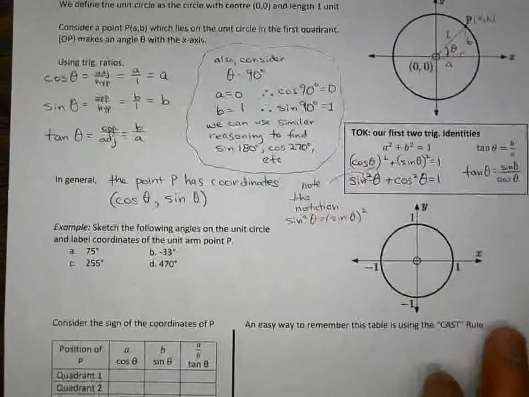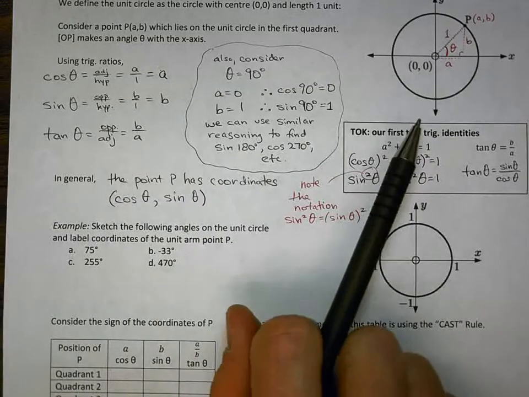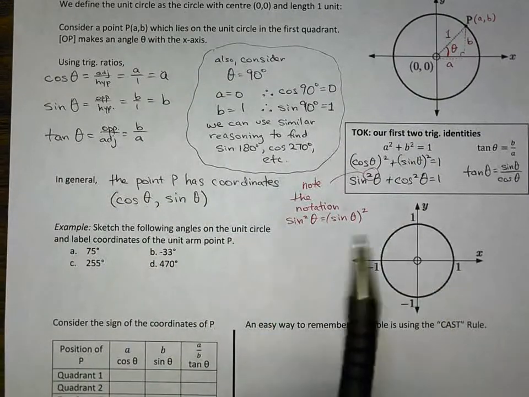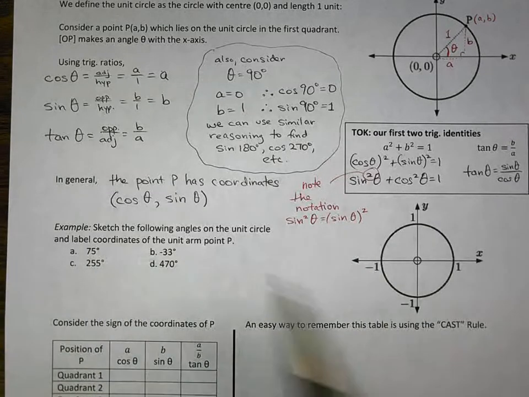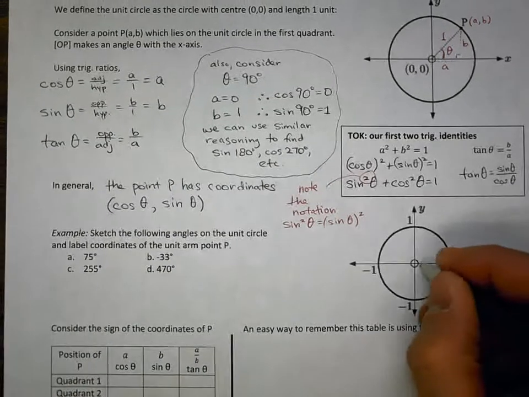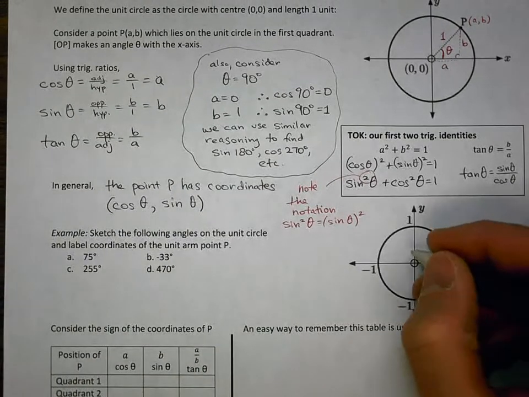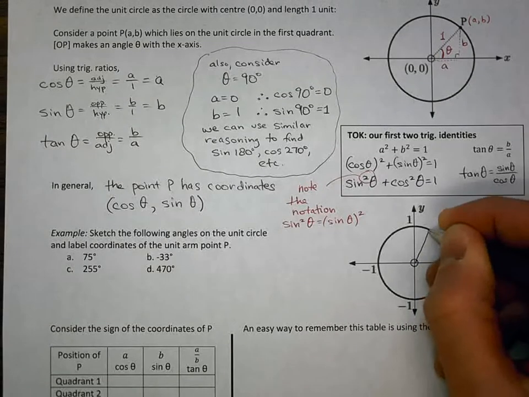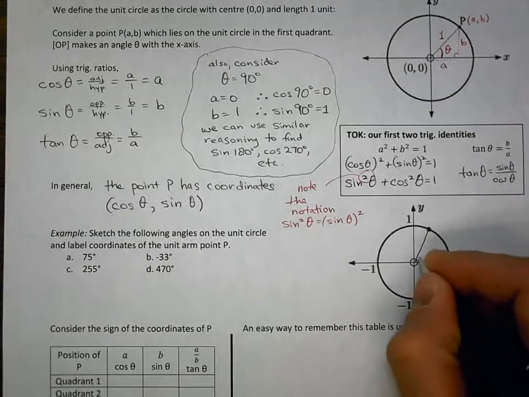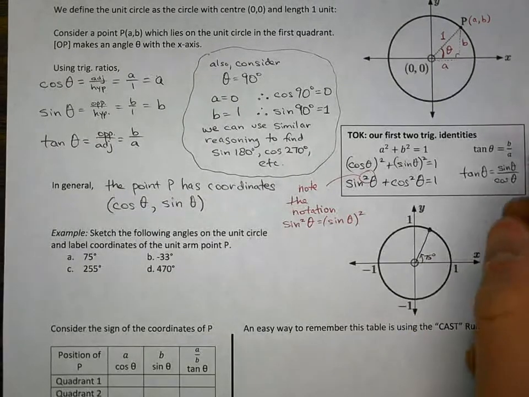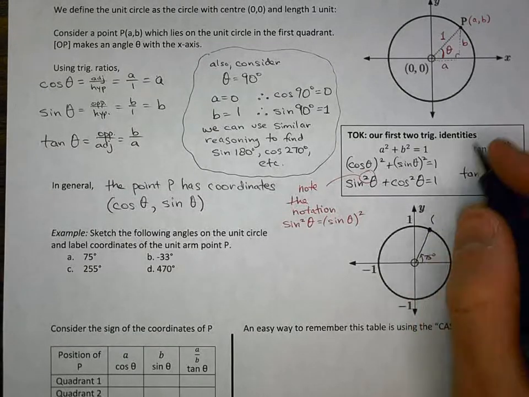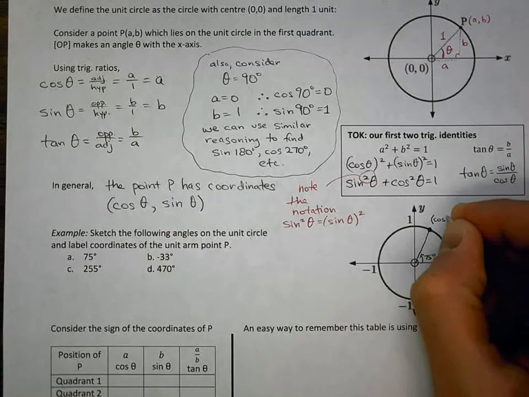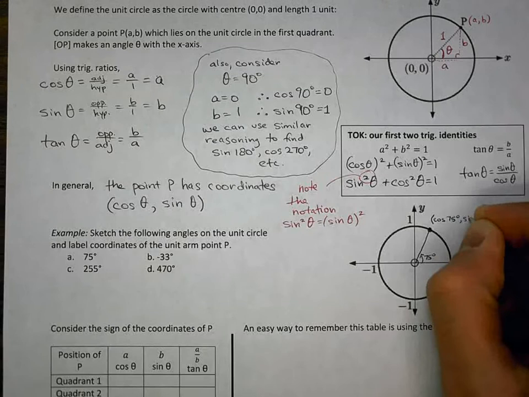What's neat now is, before we go to angles greater than 90 degrees, let's practice sketching different angles on the unit circle. We have 75 degrees. That one's pretty straightforward. Remember, we always start at the x-axis and we go up. That's going to bring us somewhere around here. So there's my 75-degree angle, and it says to label it. The coordinates of this point are going to be a, which is cos 75, and then sine 75.